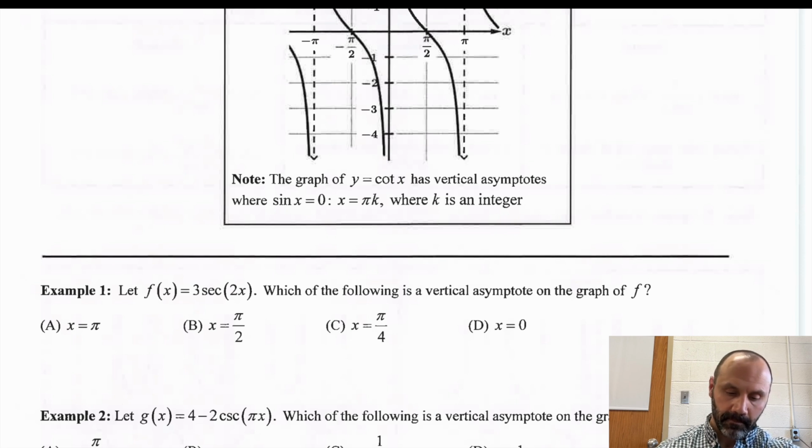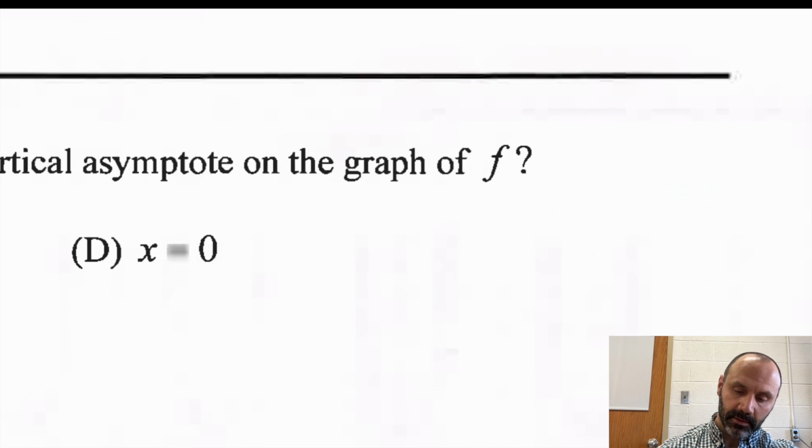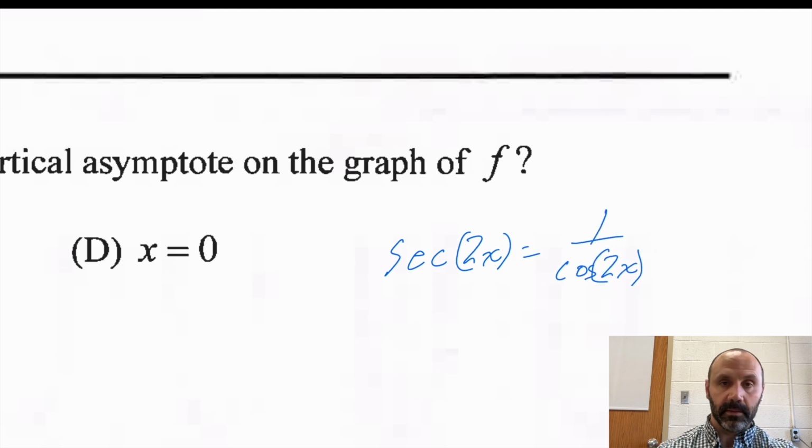First one, let f of x equals 3 secant of 2x. Which of the following is a vertical asymptote of the graph of f? So secant is 1 over cosine, right? And so secant of 2x is equal to 1 over cosine of 2x. I recommend just writing this out, writing what it equals in terms of sine, cosine, and tangent, so that you can see.